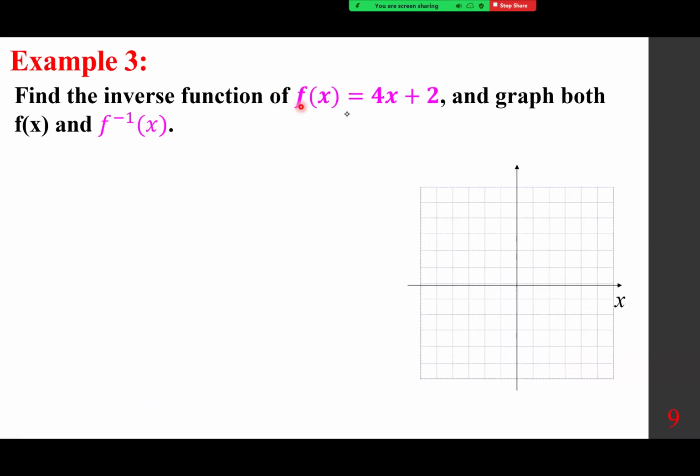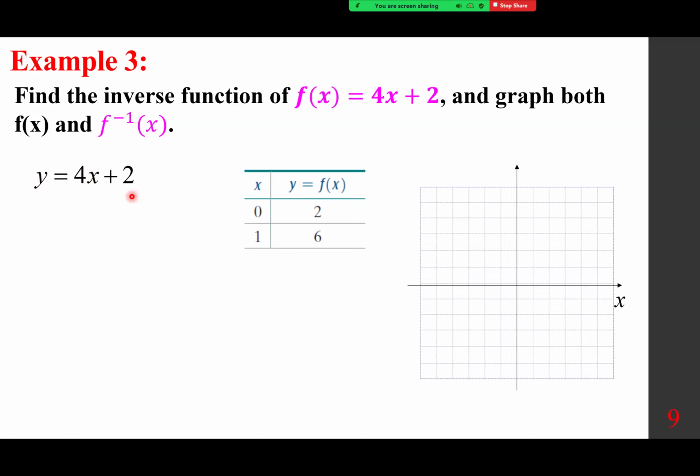Find the inverse function of f of x equals 4x plus 2 and graph both f of x and f inverse. Number one, we are going to change f of x to y just because it's easier to work with. That's the only reason. Number two, we are going to interchange x and y. So this becomes x, this becomes y.